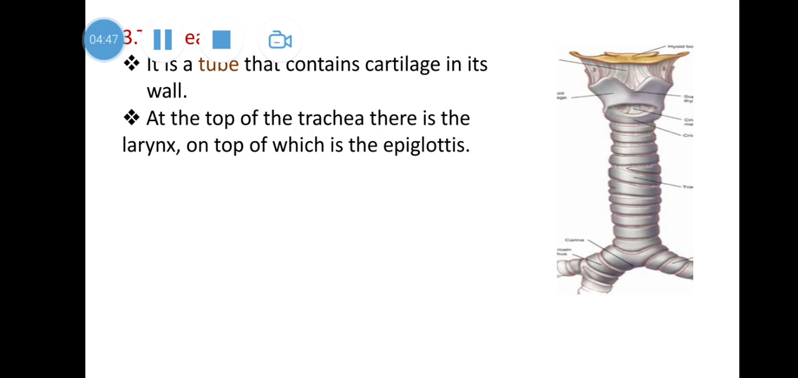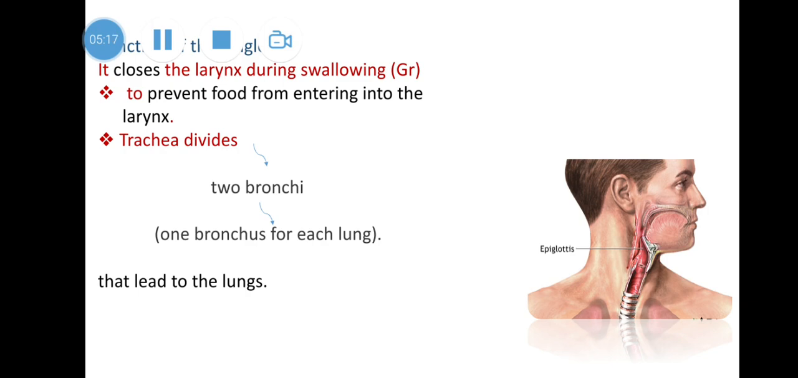Then we have the trachea. It's like a tube containing rings made of cartilage. Cartilage means it is not hard like a bone, and it is not soft like skin. At the top of the trachea we can find the larynx. On the top of the larynx we can find the epiglottis, like the lid of something.